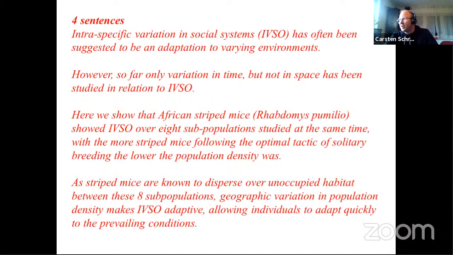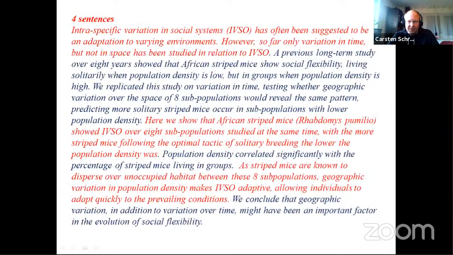So I think with these 4 sentences alone, it is clear what the study is about, what the main results are, and also what the paper could be cited for. It could be cited for that IFSO occurs in relation to geographic variation in population density. And then for the paper, I added some sentences in blue to have more information. But after I added these blue sentences, I didn't have the urge to add black sentences as well, because for me, the abstract like this included everything that was necessary.